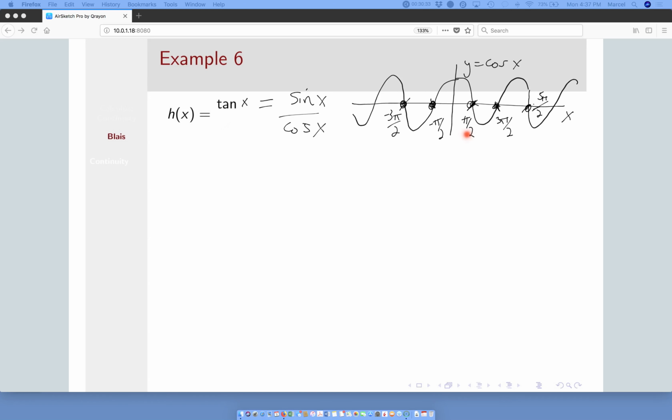Specifically, any odd multiple of pi over 2: 1 times pi over 2, 3 times pi over 2, 5 times pi over 2, minus 1 times pi over 2, minus 3 times pi over 2. Well, how do you get an odd number? You take an even number. So take any integer n and double it, and then add or subtract 1 to shift it over. So any odd multiple.